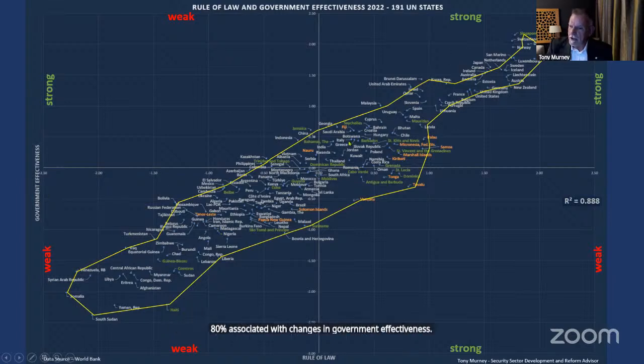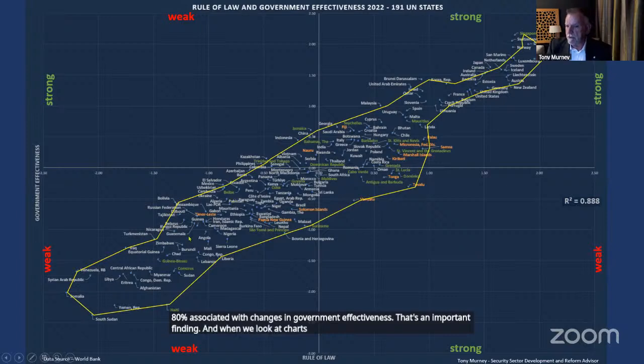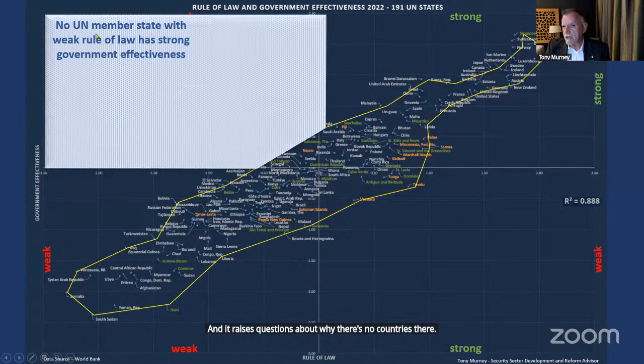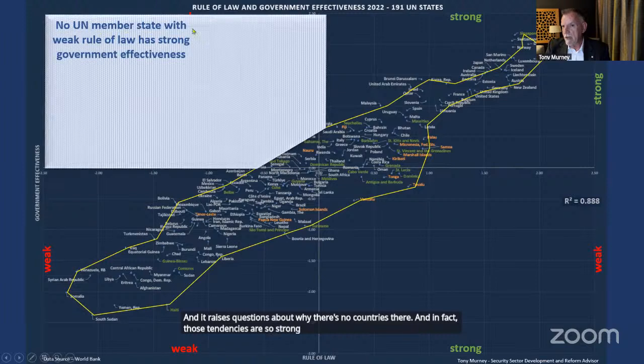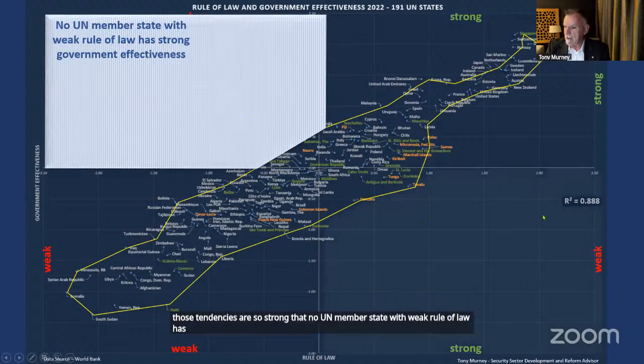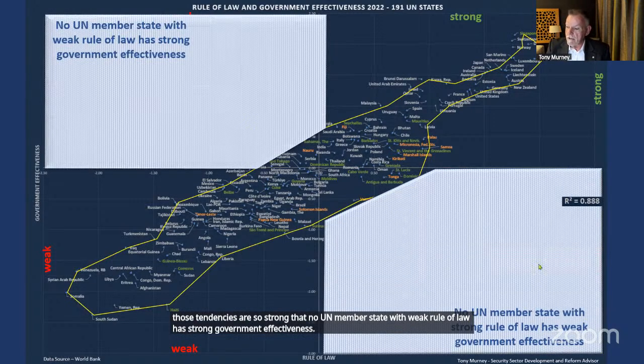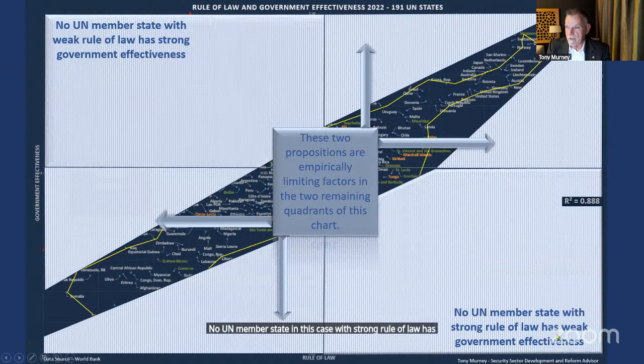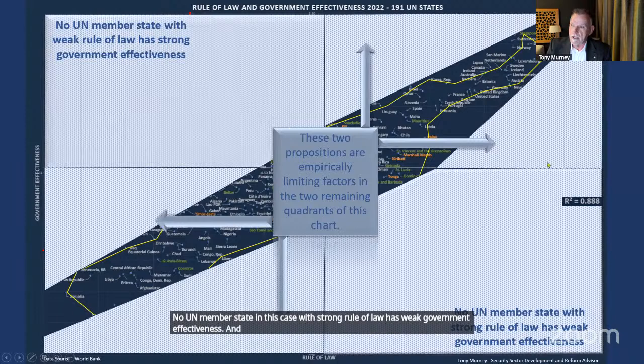That's an important finding. And when we look at charts like this, this is what people tend to look at. They look at this bit and they look at this figure, but they don't look at these other bits. What's going on here? And it raises questions about why there's no countries there. And in fact, those tendencies are so strong that no UN member state with weak rule of law has strong government effectiveness. No UN member state, in this case, with strong rule of law, has weak government effectiveness. And that spreads proportionately across the whole map that we've just drawn.